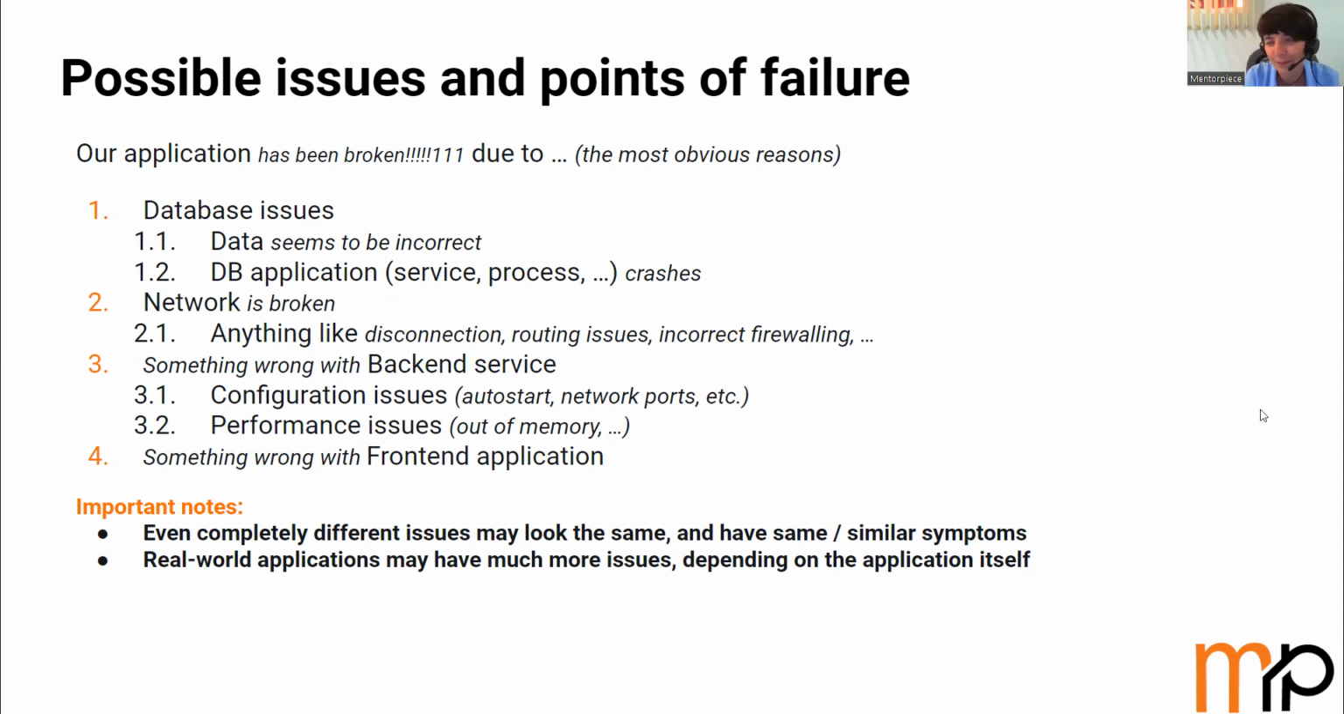And what could happen if we have our application broken? Some database issues. Data seems to be incorrect. We should check if the data is actually incorrect or not. Crashes. Our DB application crashes, probably, but we are not sure right now. We are testers, we should check if this is the real reason for something broken in our application. Network could be broken.